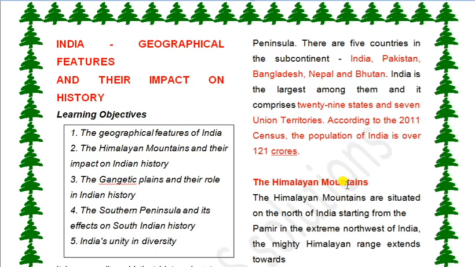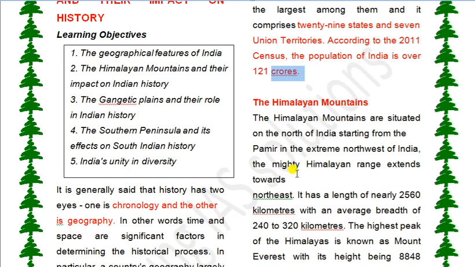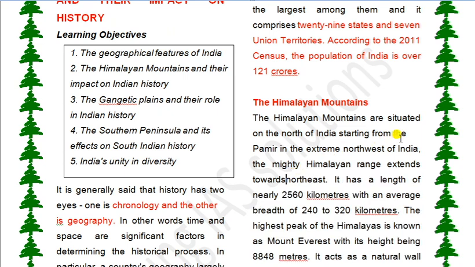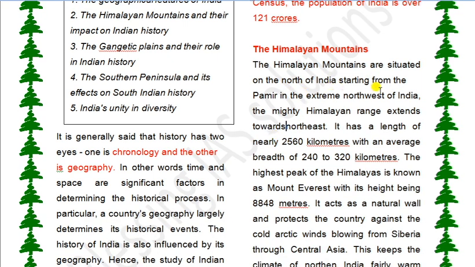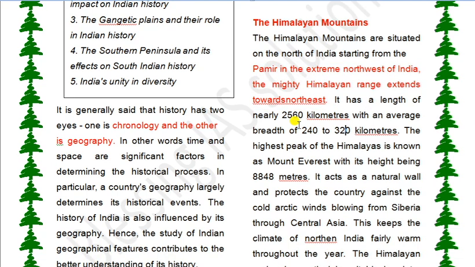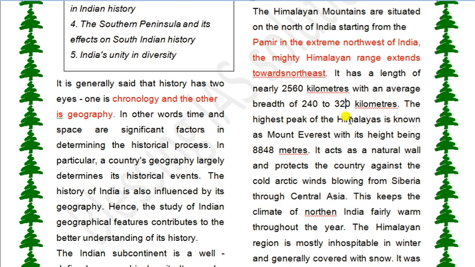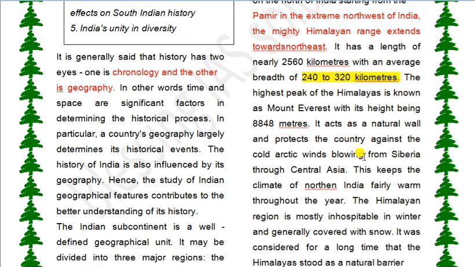According to the census, the population of India is over 120 crore. The Himalayan mountains are situated in the north of India, starting from the Pamir, the extreme northwest of India. The mighty Himalayan range extends towards the northeast. It has a length of nearly 2,560 kilometers and an average breadth of 240 to 320 kilometers.